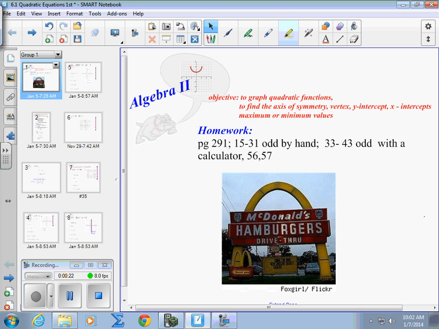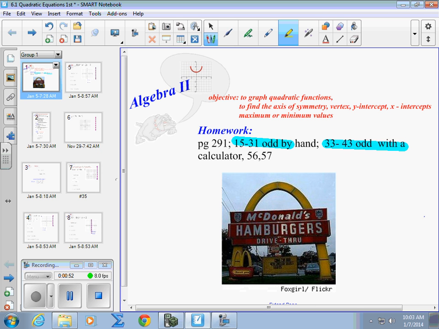The homework exercises 16 to 31 odd you should do by hand and graph on a piece of graph paper. There is graph paper on the internet if you don't have it. The 33 through 43 odd, I'm going to let you do with a calculator. I'll show you how to put together a chart and table, plug the information in, and graph those with the calculator.